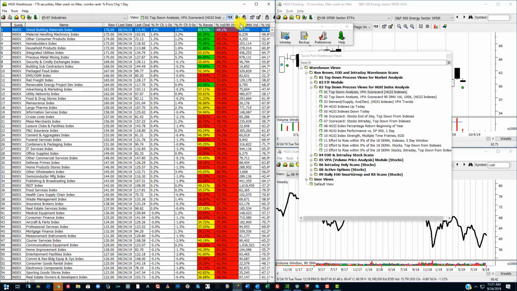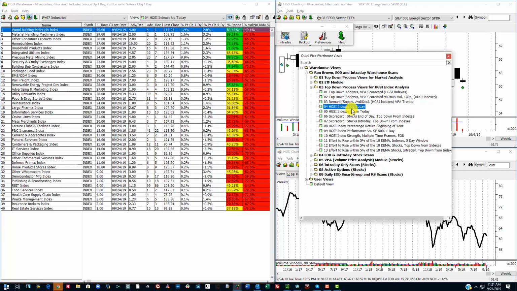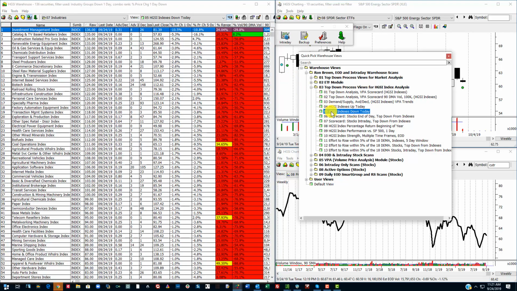now I'm going to go to my number 3 indexes that are up today. You can see that there are only 40 out of the 176 that are up today, and if I click on indexes down today, 136. So the market seems to be in trouble right now.